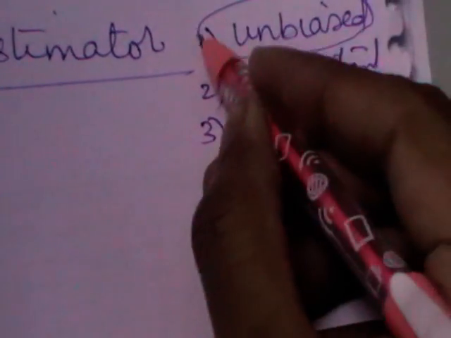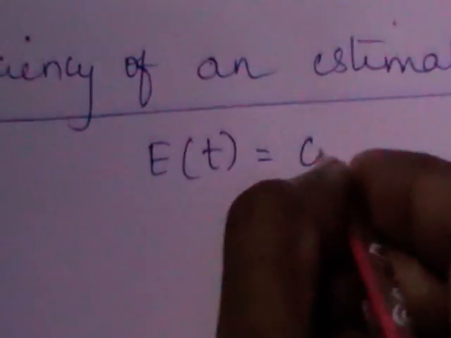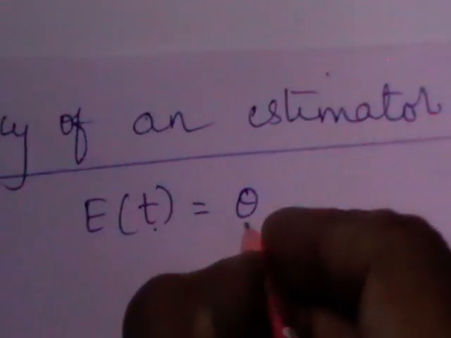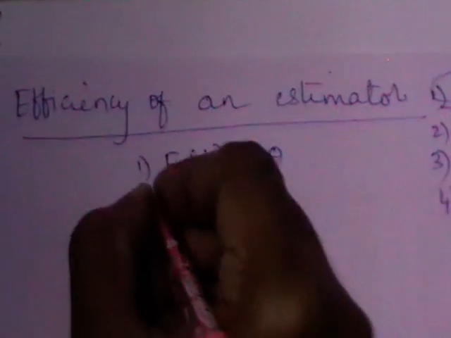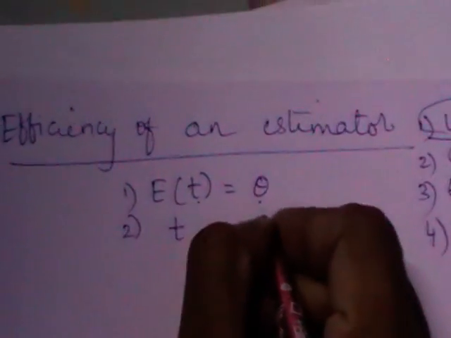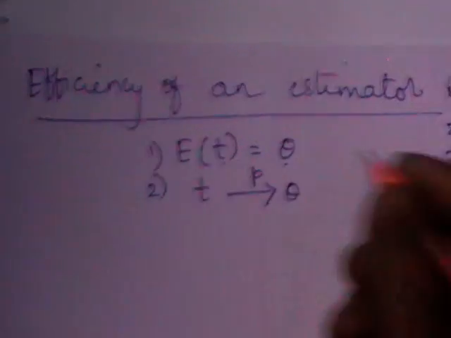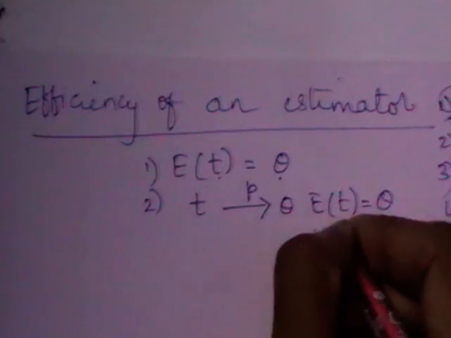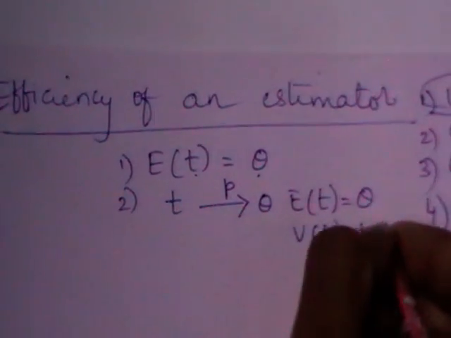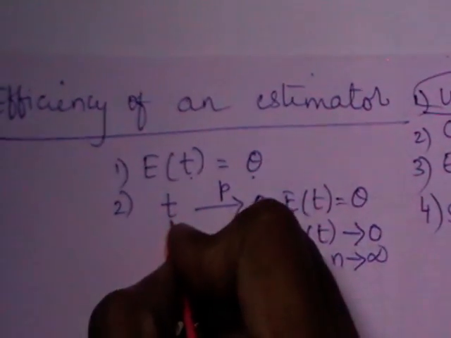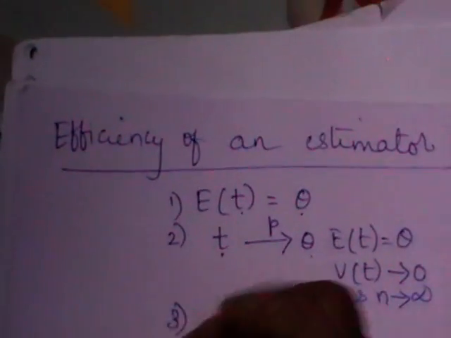When do you call an estimator an unbiased estimator? If the expectation of t is equal to theta, we call that t an unbiased estimator of theta. Second, when do you call an estimator a consistent estimator? Whenever t converges in probability to theta. That is, if E of t is equal to theta and the variance of t approaches 0 as n tends to infinity, we can say that t is a consistent estimator of theta.